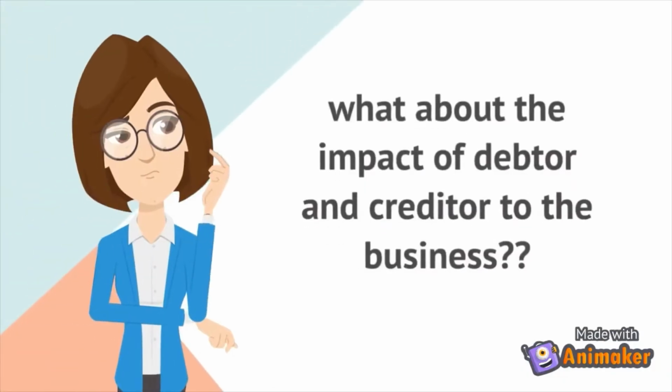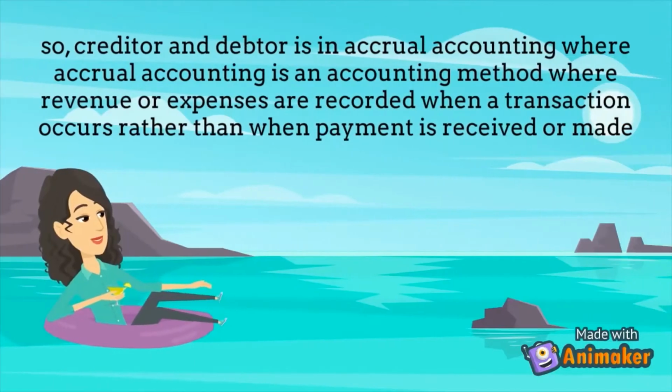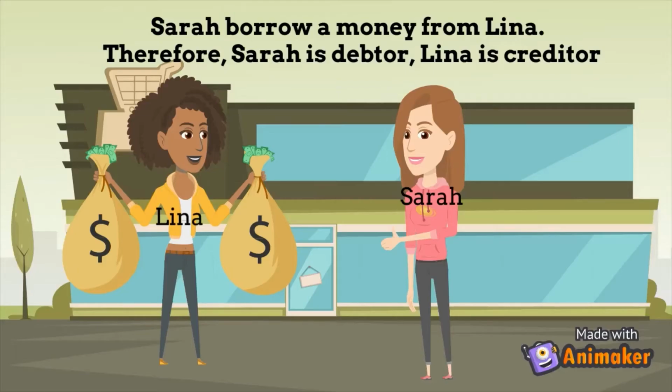What about the impact of debtor and creditor on the business? So, creditor and debtor are in accrual accounting, where accrual accounting is an accounting method where revenue or expenses are recorded when a transaction occurs, rather than when payment is received or made. For example, Sarah borrowed money from Lena. Therefore, Sarah is the debtor, Lena is the creditor.